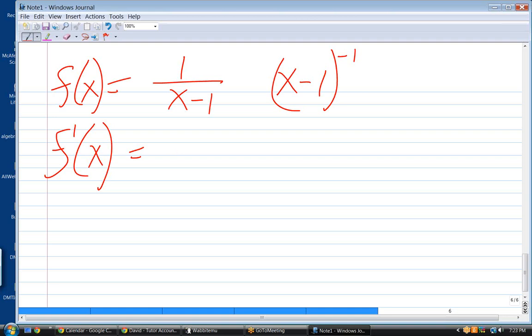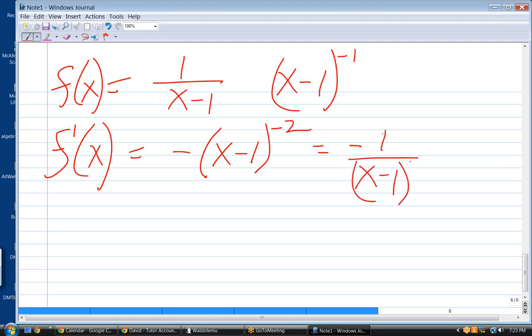So would it be negative 1 times (x - 1) to the negative 2 power? Like that. Which is negative 1 over (x - 1) quantity squared. So even if they give it to you in this format, you're almost always going to want to convert it to an exponent so that we can use the power rule. If we can use the power rule, that's always the easiest way to differentiate something. Okay? And that would be the derivative.